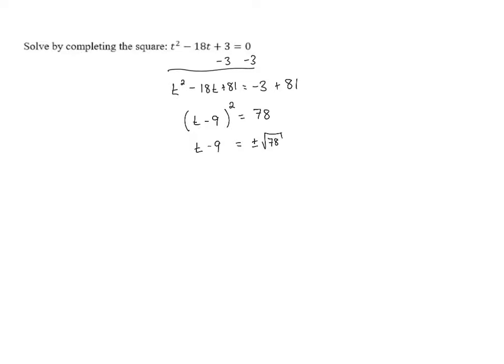So all we can do left is solve for t. To do that, we need to get rid of the 9 by adding 9 to both sides. This gives us the t alone on the left, and on the right we have 9 plus or minus the square root of 78. And so this is our final answer. t equals 9 plus or minus the square root of 78.